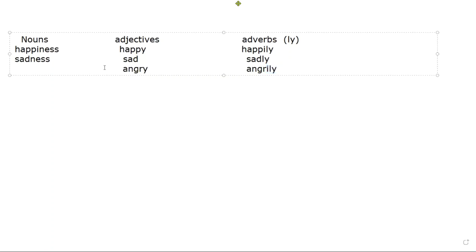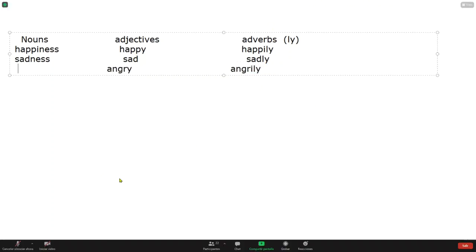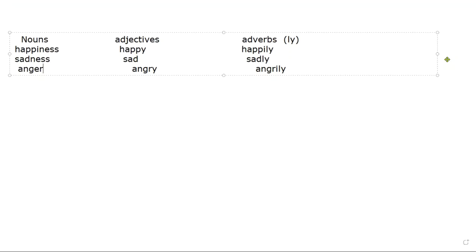And what about the noun? So what does the person feel? Anger. The person feels anger. So that is my noun. So the person is angry. And finally, the person, let's suppose, answers me angrily, or the person looked at me angrily. Yes? Yes.